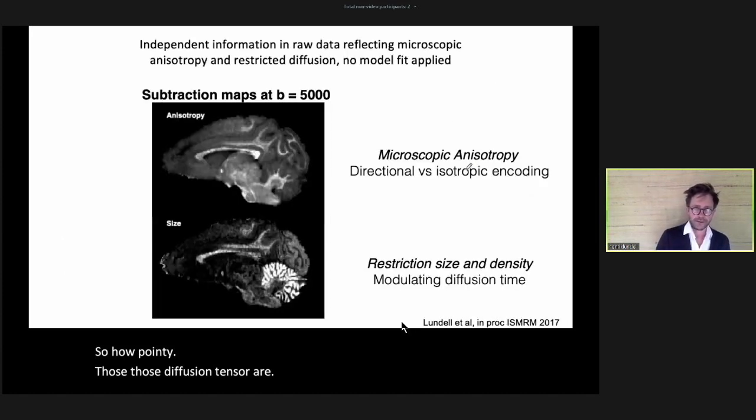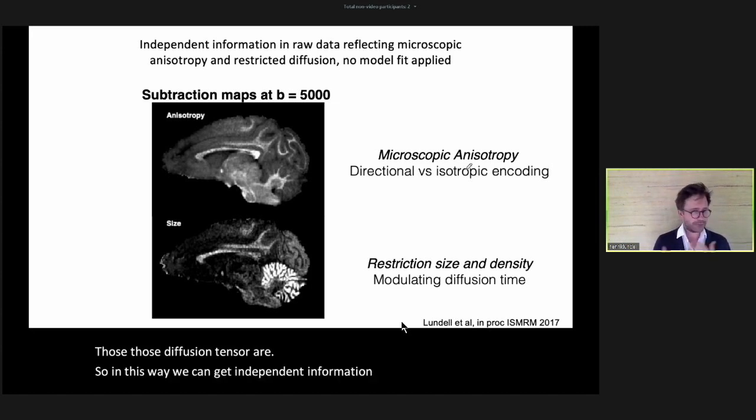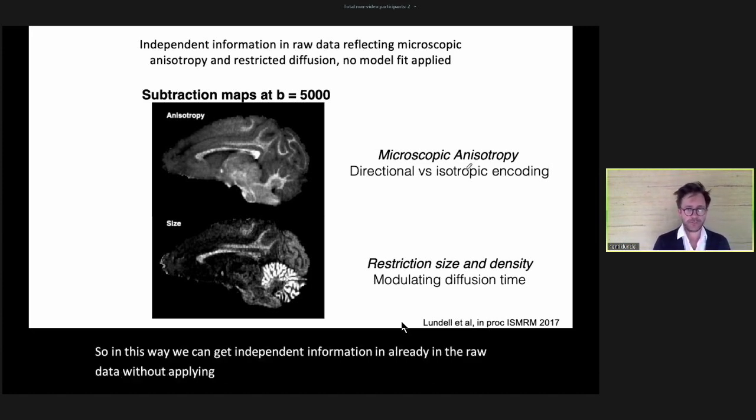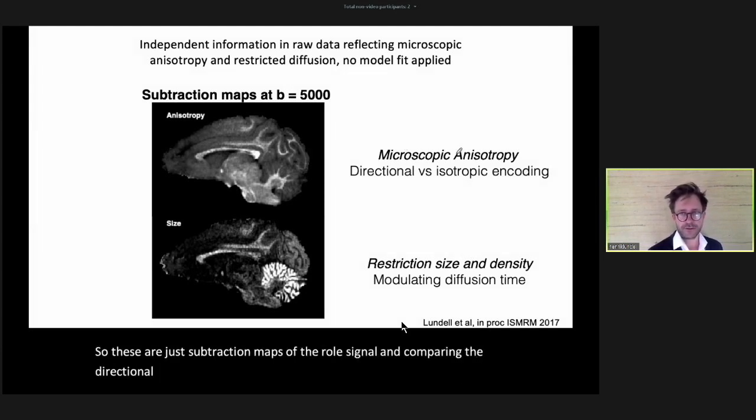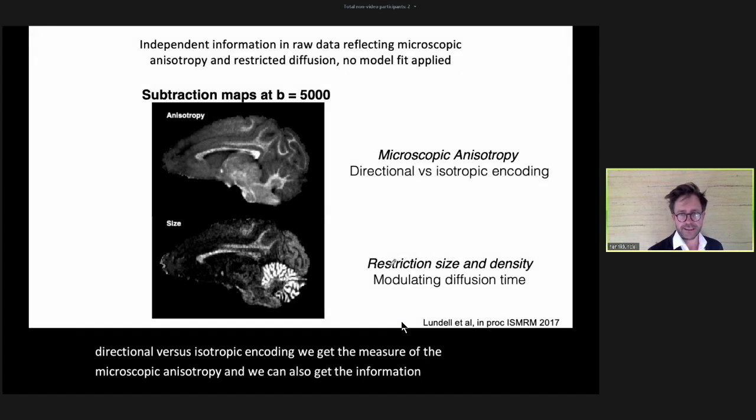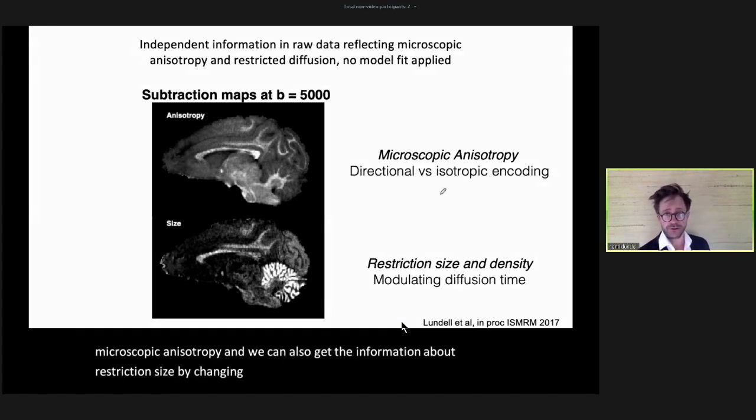So in this way, we can get independent information already in the raw data without applying any model or performing any assumptions regarding the microstructure. These are just subtraction maps of the raw signal, and comparing the directional versus isotropic encoding, we get a measure of the microscopic anisotropy, and we can also get information about restriction size by modulating the diffusion time in those sequences, similar to the measurements I showed before with OGSE.